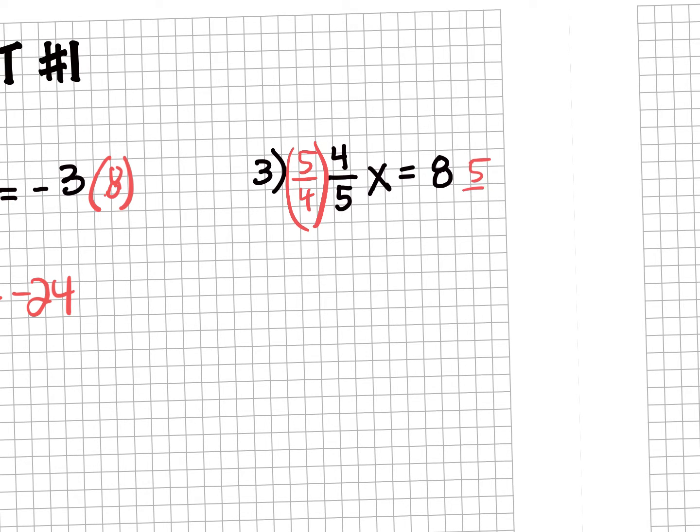For number 3, to cancel out 4/5, we need 5/4. I'm going to multiply this side by 5/4 as well, and some people messed up and forgot that 8 doesn't multiply by both of them, just the top, with a 1 on the bottom. The 4 and the 5 cancel out. X equals 8 times 5 is 40, 4 times 1 is 4, 40 divided by 4 is 10.